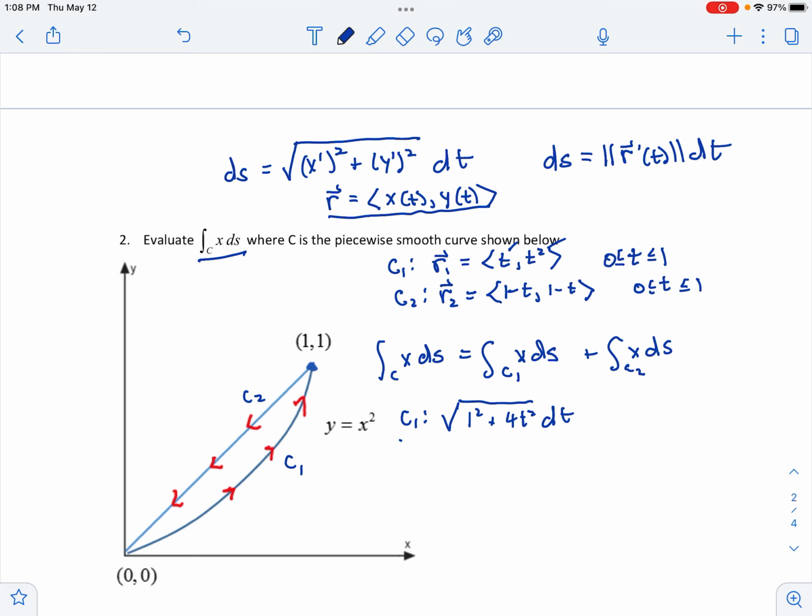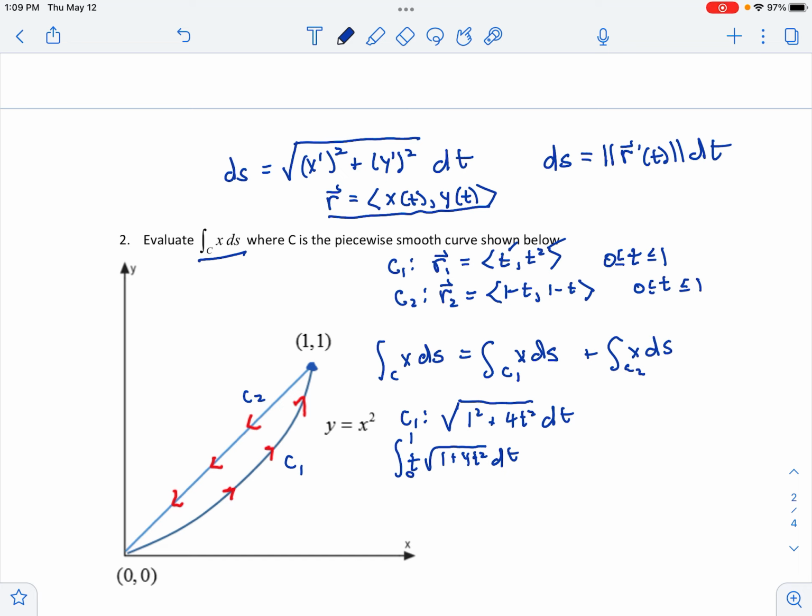And then here is my integral. I'm going to go from 0 to 1. In place of x, I'm going to put t. And then I've got the square root of 1 plus 4t squared dt. That will be the C1. And you can use substitution. Okay, I'll just set that up. But you can use substitution and evaluate that integral.